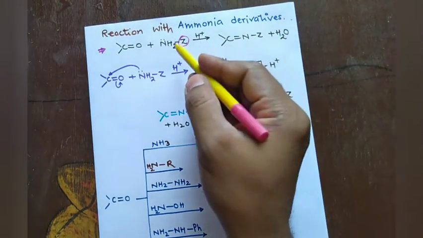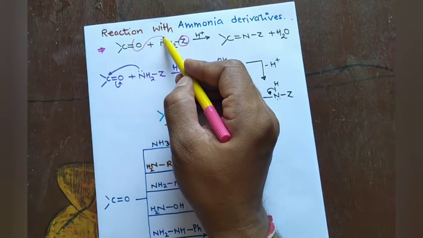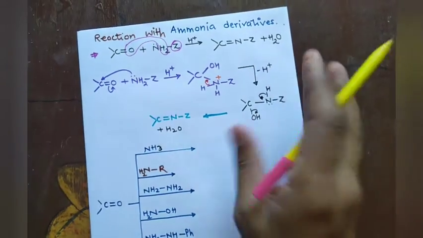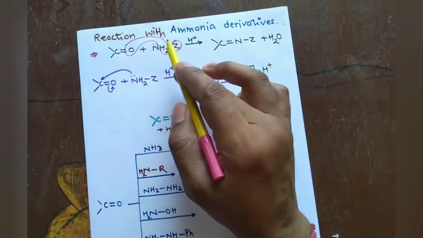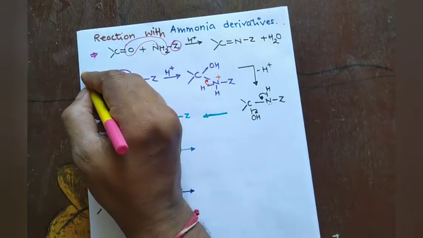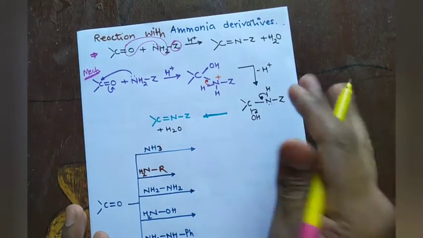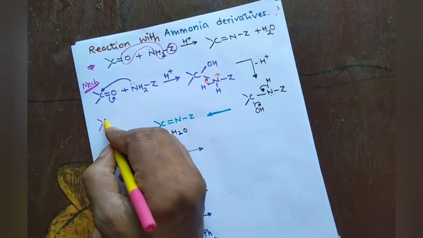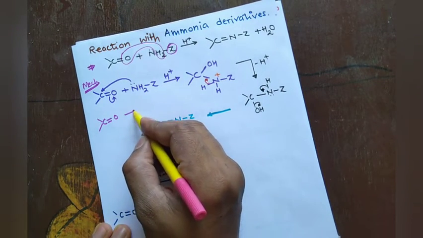The overall reaction is like this. The O of the carbonyl and two hydrogens from the ammonia derivative go off, forming the addition product. This includes nucleophilic addition and then dehydration. We can say that the mechanism is like this actually. H plus adds to the carbonyl carbon.